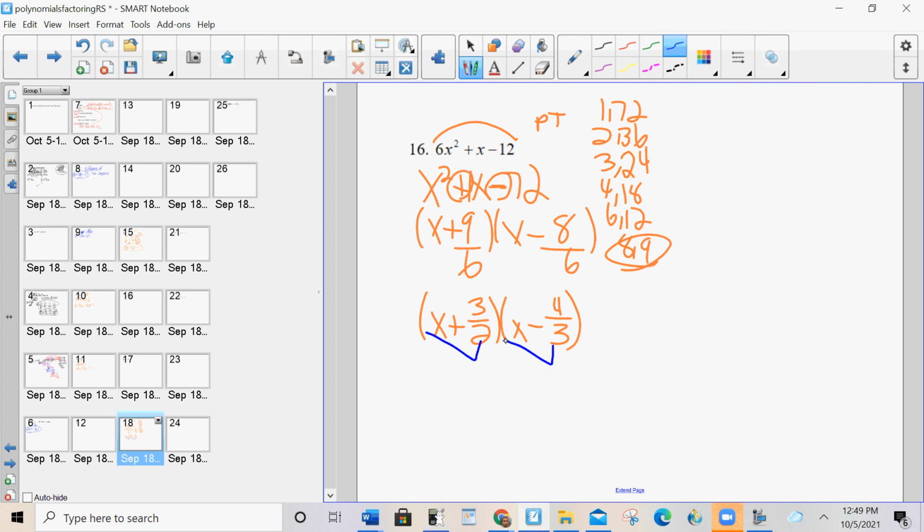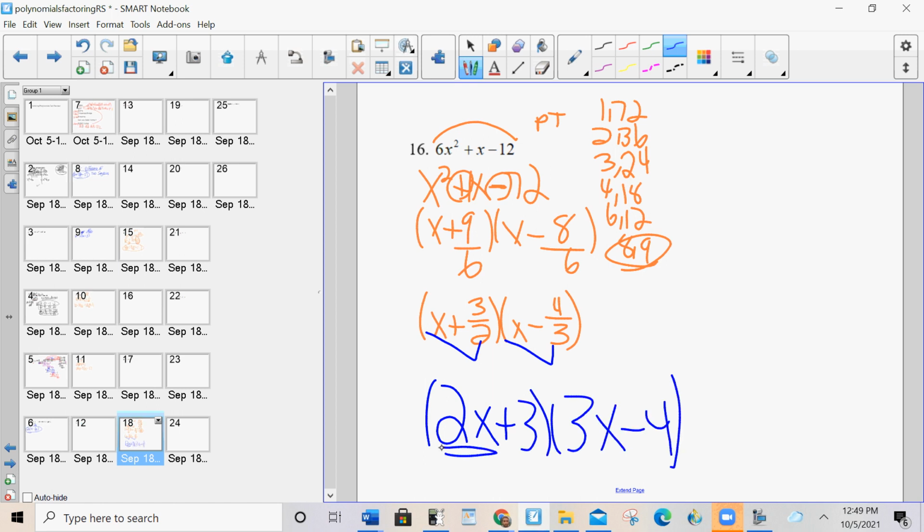Then the denominators come to the front. 2x plus 3 times 3x minus 4. Quick check, 2x times 3x is 6x squared.